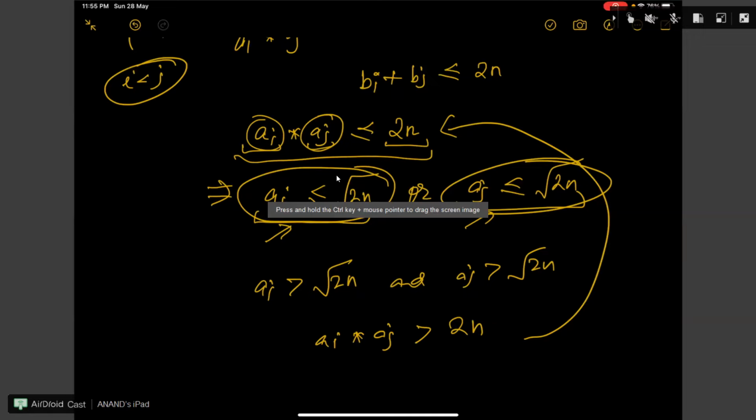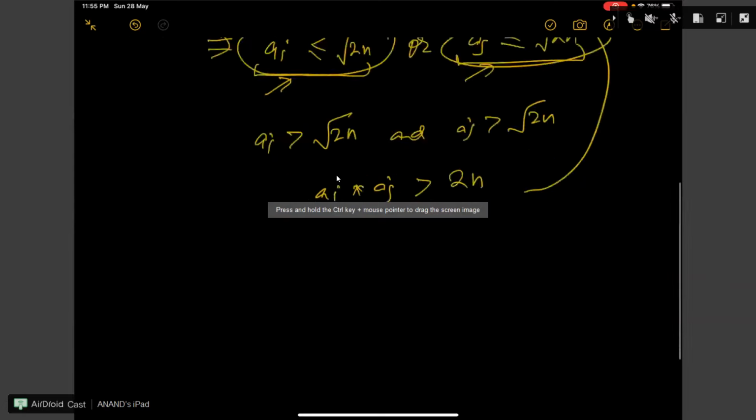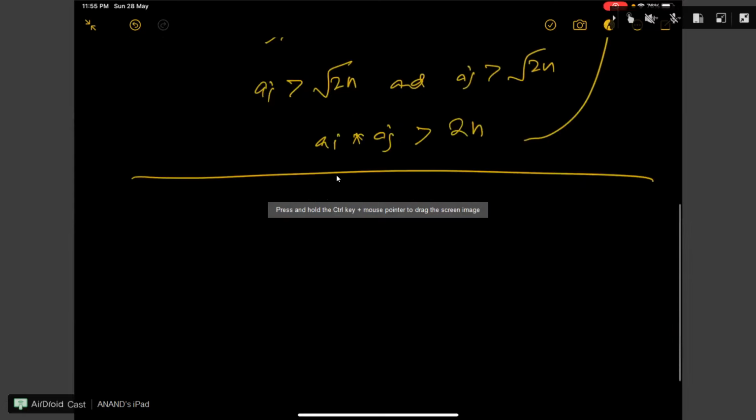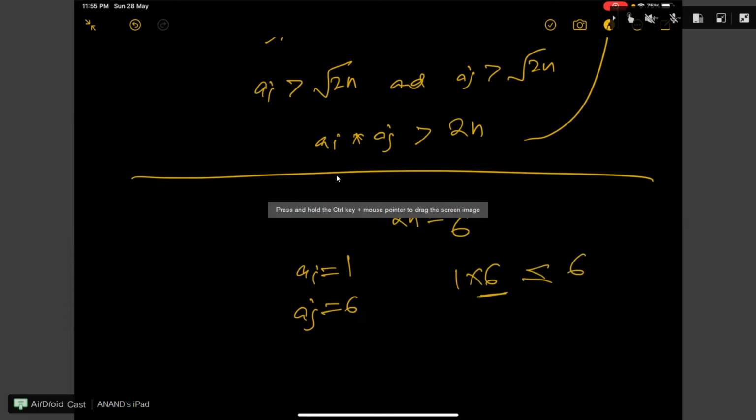I guess both of them should be true. No, both of them can't be, not necessarily it's true. Let's say the value of 2n is equal to 6. So if ai is equal to 1 and aj is equal to 6, although 1 times 6 is less than or equal to 6, is 6 less than or equal to square root of 6? No. But 1 is definitely less than this. I got it. Okay. So I can see some chats.